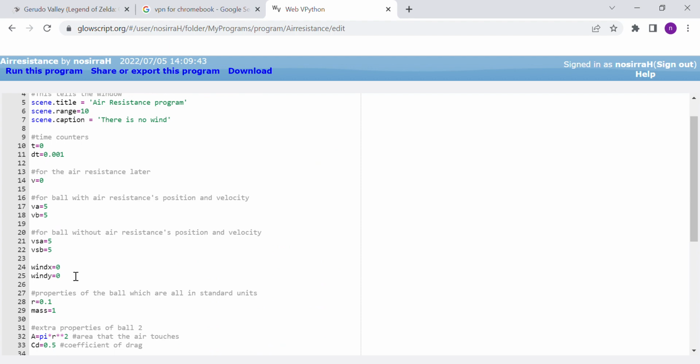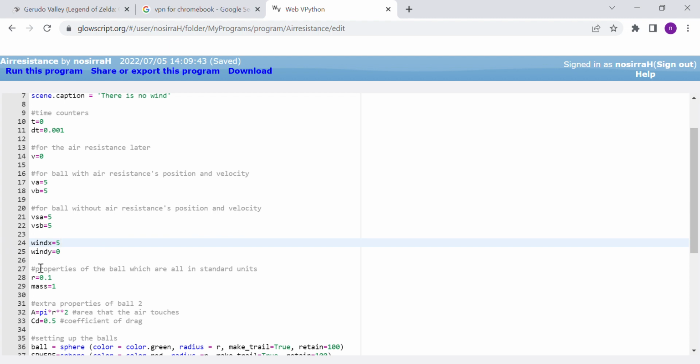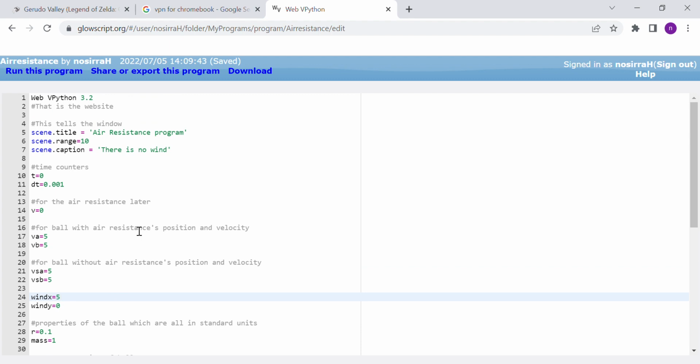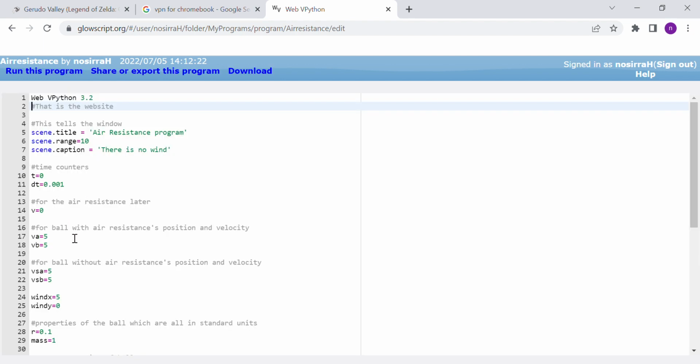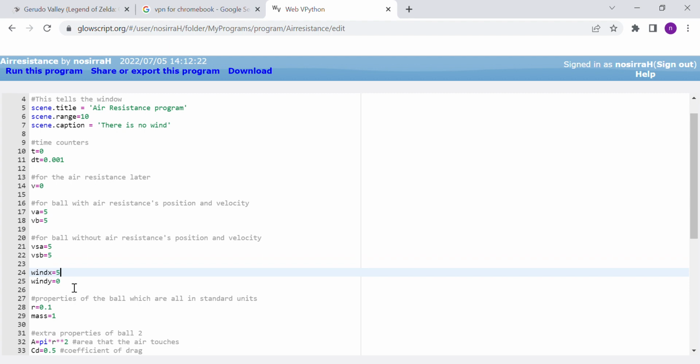So, for example, if I go to 5, so the ball is 1 kilogram and is 0.1 meters in radius, so 0.2 meters in diameter. And when we run this program, you can see that the green ball is suddenly going faster, and that's because I added wind. Now, when I set this to, let's say, -5, you're going to see a massive difference.